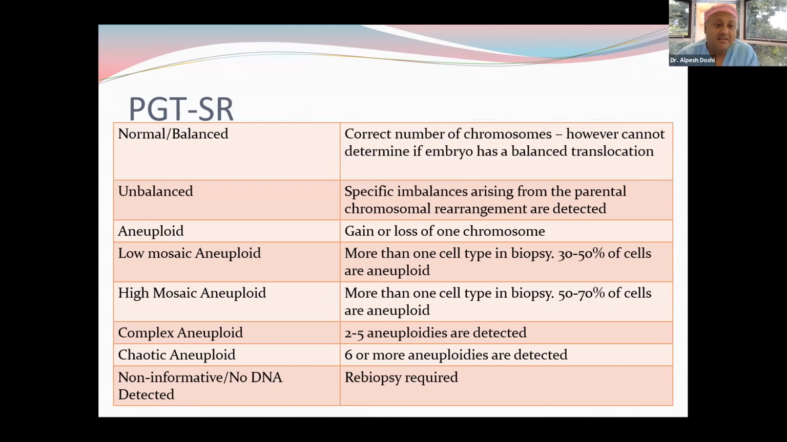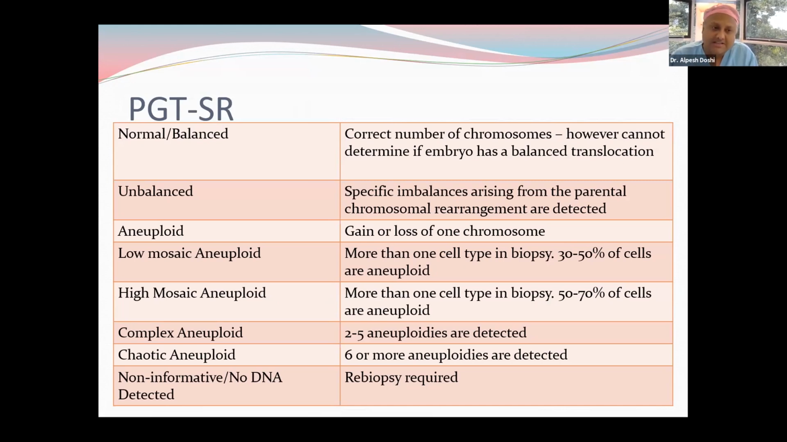And of course, the nomenclature for results is whether it's normal or balanced, whereby the correct number of chromosomes are present. However, you cannot determine if the embryo has a balanced translocation. Or you can have an unbalanced embryo, which clearly indicates that there is an extra bit of chromosome sitting on one of them, and these embryos are potentially not recommended for transfer.